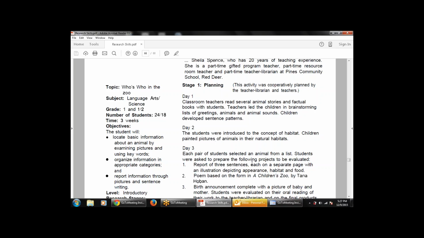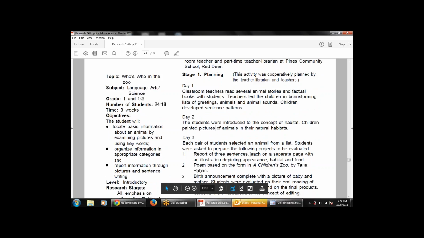Now, day 3, each pair of students selected an animal from a list. Students were asked to prepare the following projects to be evaluated. What are the various projects to be evaluated? The first one is a report of 3 sentences, each on a separate page with an illustration depicting the appearance, habitat and food. So there are 3 sentences in the report, which include appearance, habitat and food.